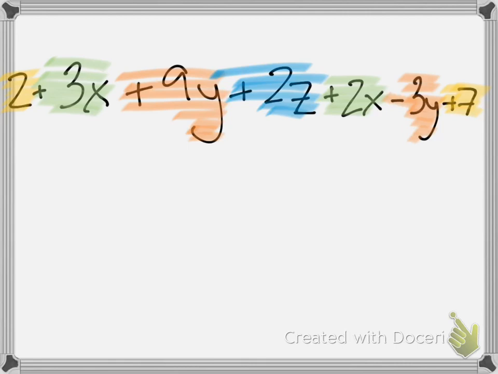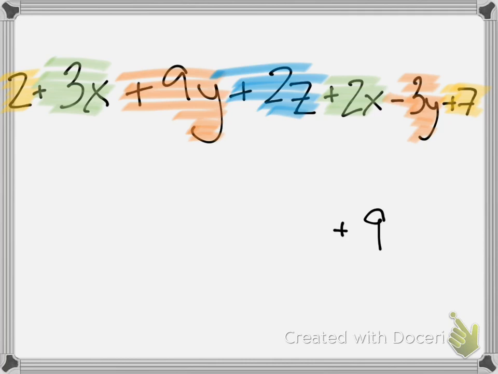So now I'm just going to combine the parts that are the same color. 2 plus 7 is 9. Now, I'm going to write that at the end because I just like to keep my numbers at the end, but there's nothing wrong with however you do it. Then I'm going to combine my x's. I like to go x, y, z if I have them.